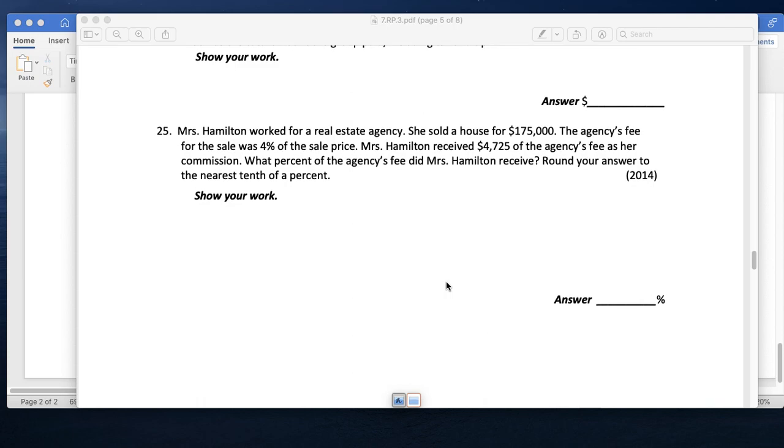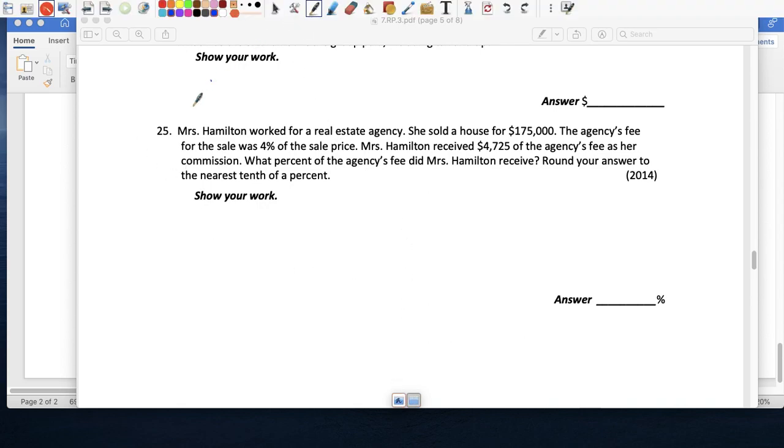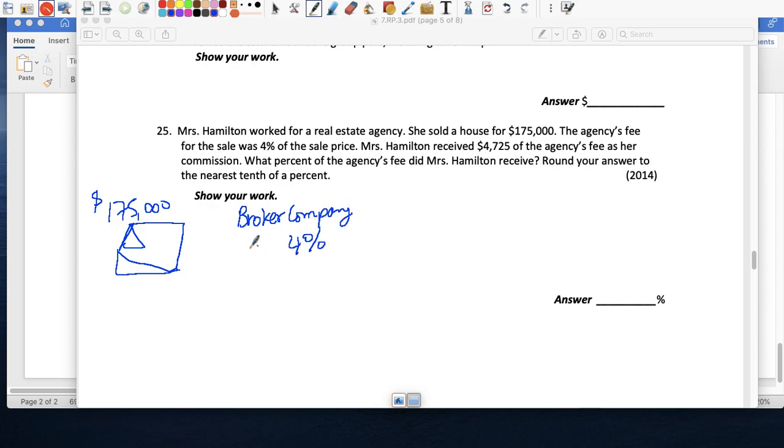Okay, this one again, I didn't like it. I have a house. The house is $175,000. I hire your company to sell the house. Not your company, the company you work for. So the broker company, and they're charging me 4%. They send you to sell the house for me.